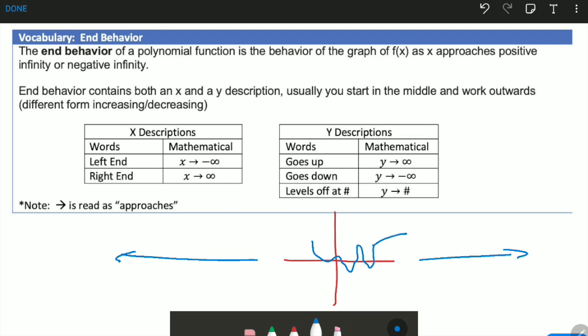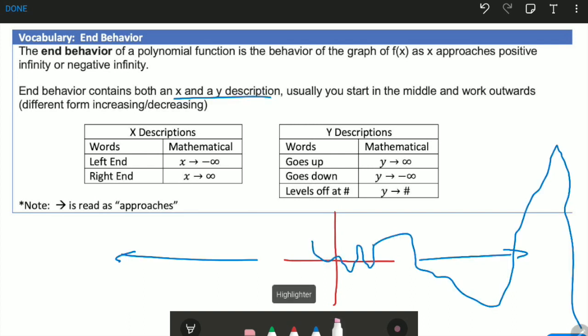I said that in reverse order. So is it going up or is it going down drastically? That's the idea behind this. End behavior for each end consists of an x and a y description. The left end and the right end will each have a description. End behavior starts in the middle and works outwards and is focused on what's happening at the end.